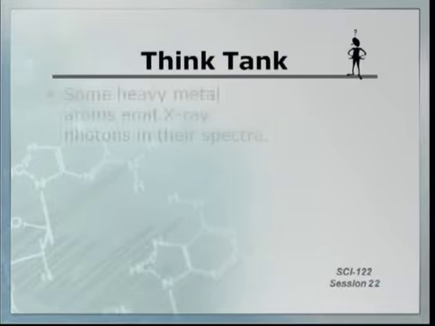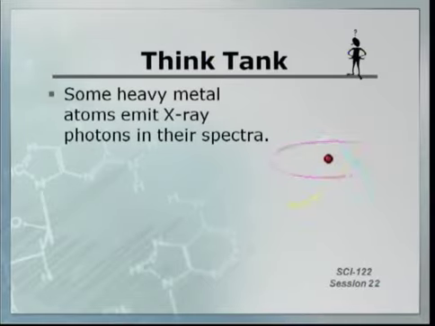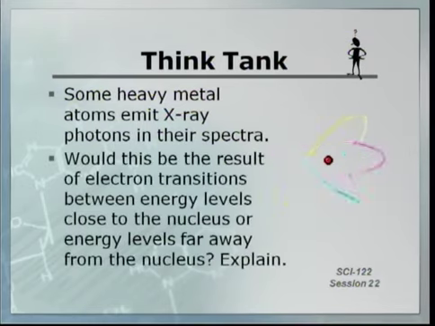And then you were left with the following think tank question. Some heavy metal atoms actually emit X-ray photons in their spectra. So the question is, would this be the result of electrons transitioning between energy levels close to the nucleus or energy levels far away from the nucleus? And you want to explain why.